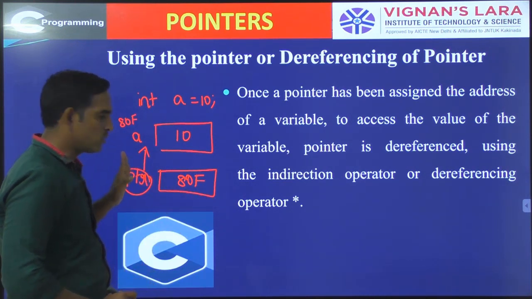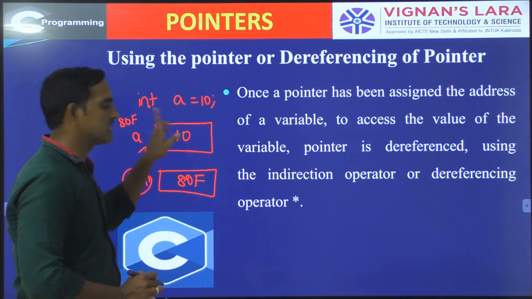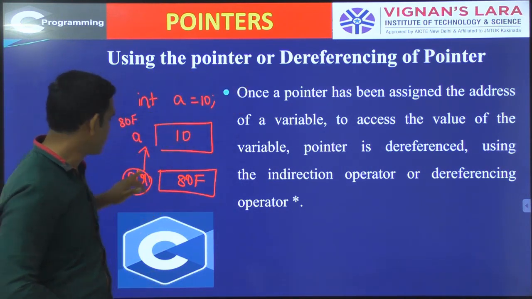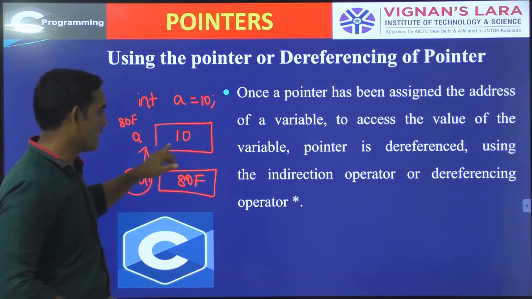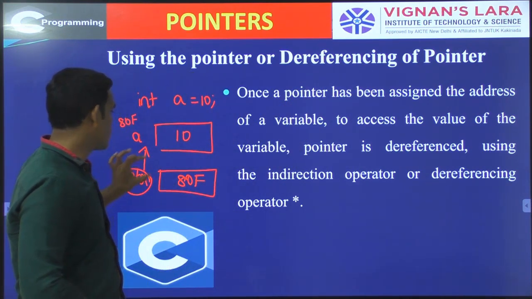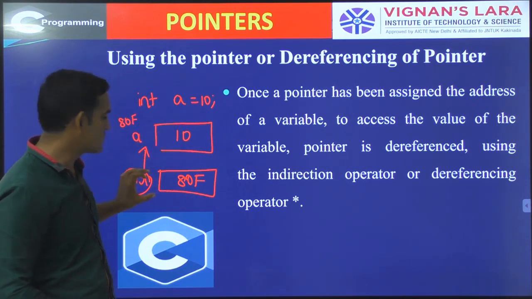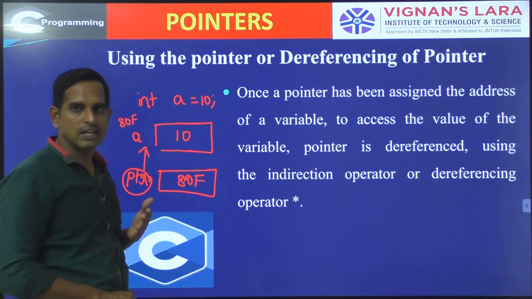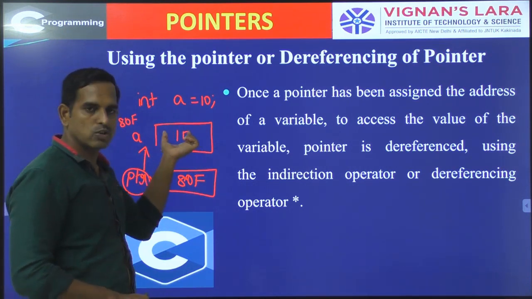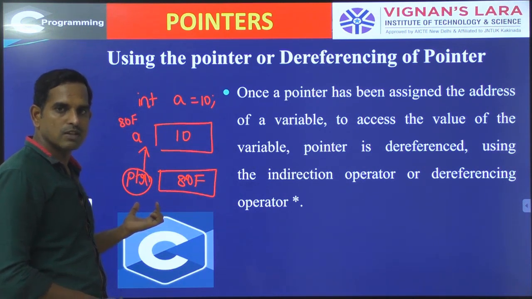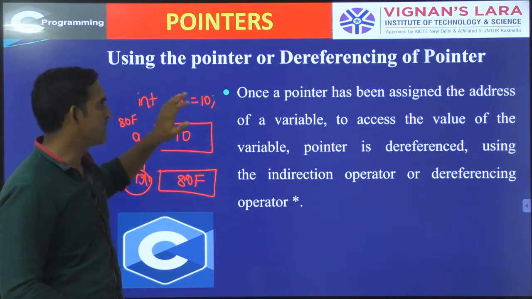Okay, you can use this PTR and print the 10 value. That is what we are calling using the pointer. Using the pointer means accessing this value, or dereferencing the pointer. To where this pointer is referred, I am dereferencing that particular thing. So I am trying to print the value 10 by using the memory address. That is called dereferencing.